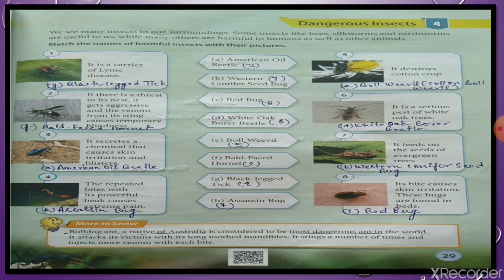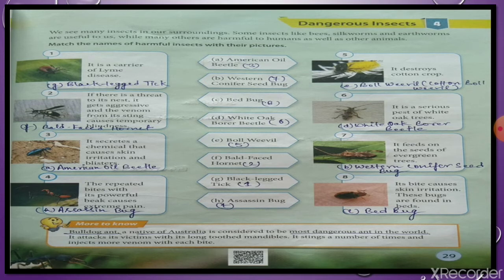So bulldog ant, a native of Australia, is considered to be most dangerous ant in the world. It attacks its victim with its long-toothed mandibles, and it stings a number of times and injects more venom with each bite. So this bulldog ant, this is the most dangerous ant in the world.